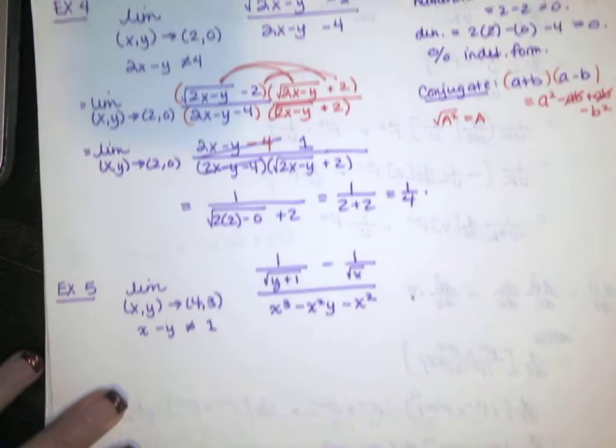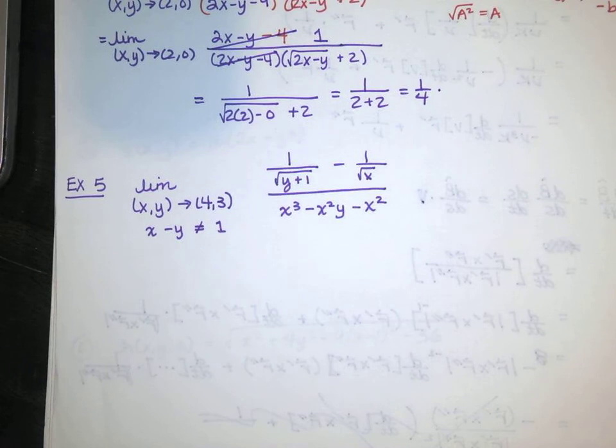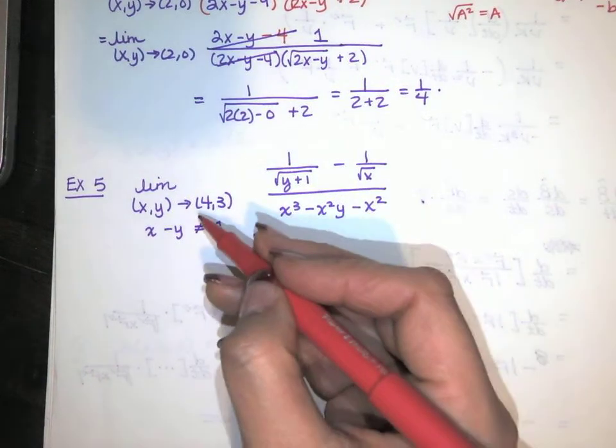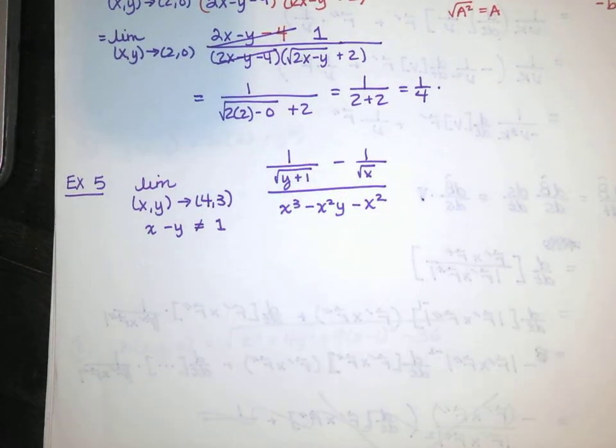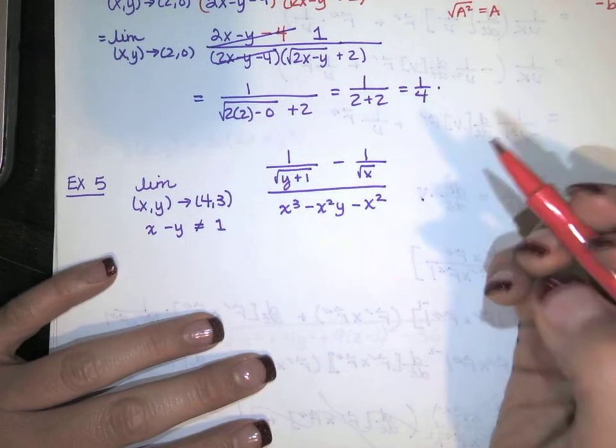Okay. Now, this last one has got fractions within a fraction. We call this a complex fraction. Now, if this is continuous at 4, 3, I want to just plug in 4, 3 and be done. But if it's not continuous, then there might be more work to do. We might have to do a little bit of algebra and then calculate the limit.